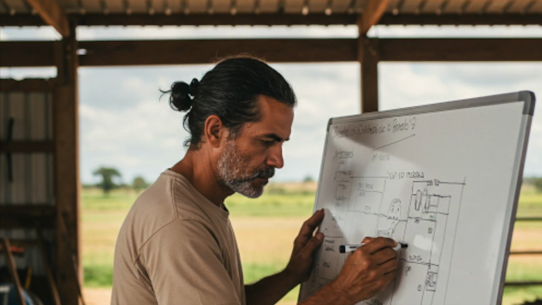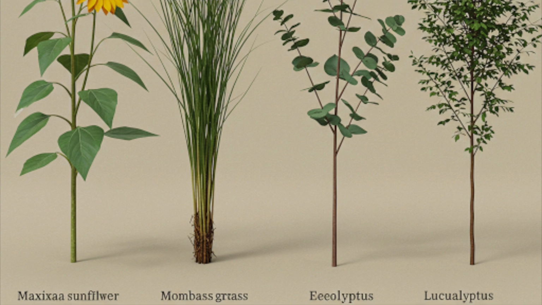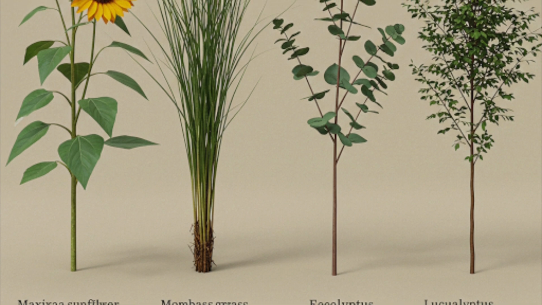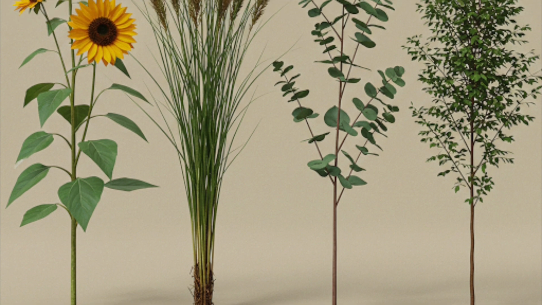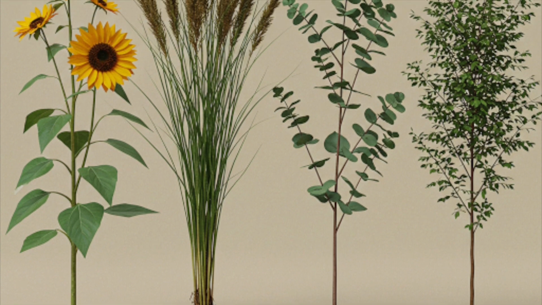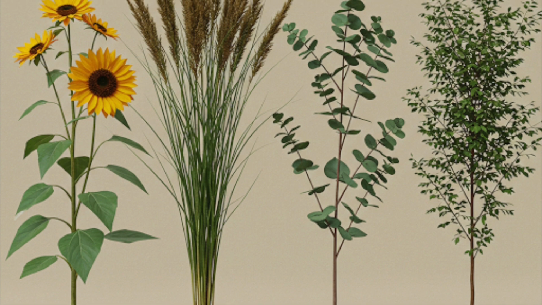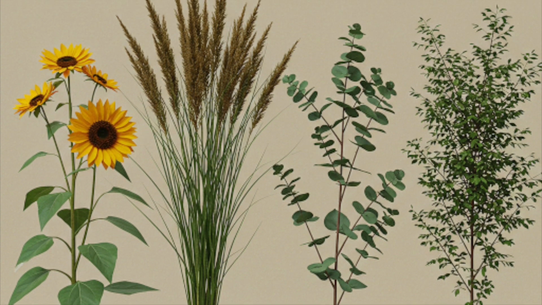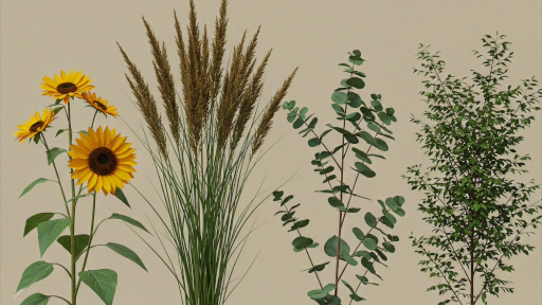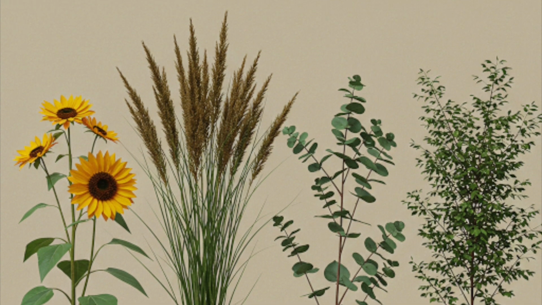Now let's talk about species selection. Choosing the right species is crucial for success. Consider these. Compatibility. Will the species grow well together? Can you integrate your plan with other species and vegetables, timber, etc.?